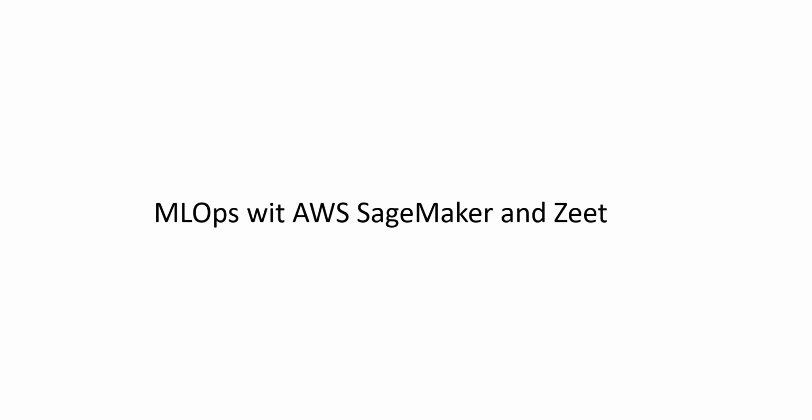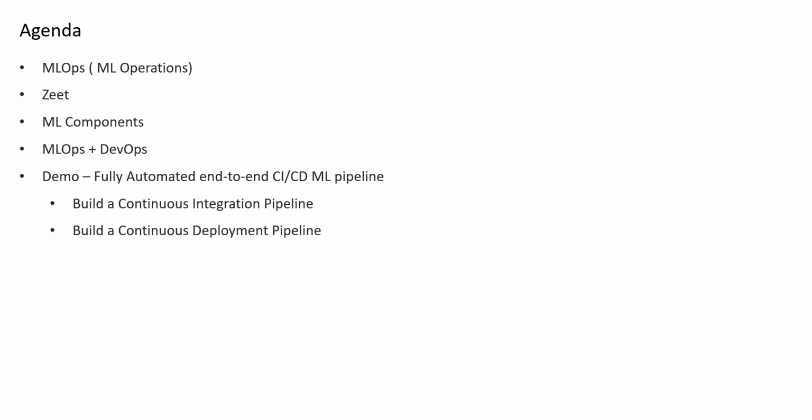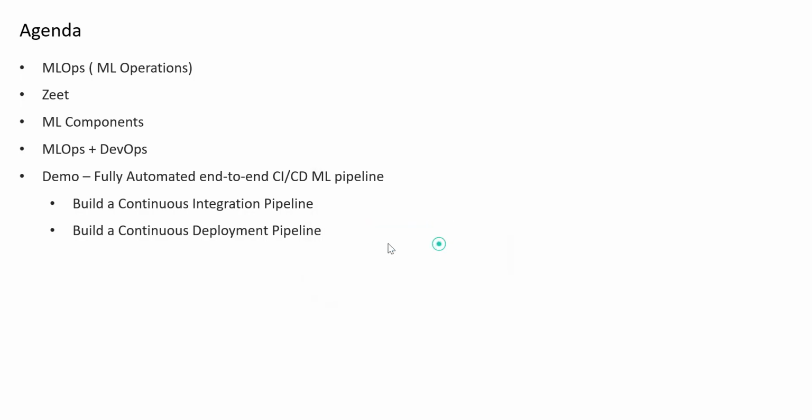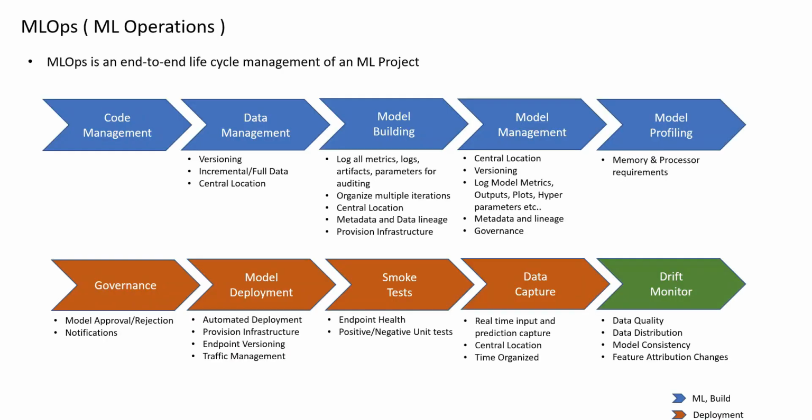Today we are going to discuss how to deploy and perform ML operations with AWS SageMaker using ZEET, and we shall discuss ZEET performance and CI/CD machine learning pipelines, and how to automate end-to-end operations using MLOps and all. So, what is ML operations?